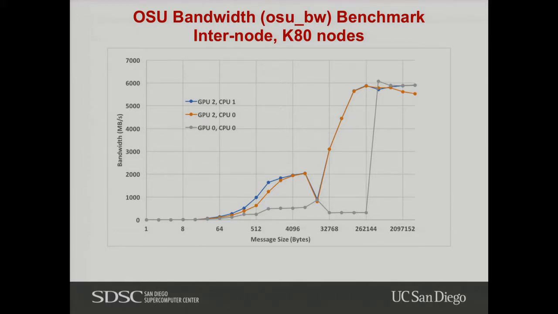Basically, you have three cases: a GPU on the same socket as the HCA, a GPU not on the same socket as the HCA, and then the other two where it's on the same socket. So you can see the bandwidth-wise, we top out at around 6 gigabytes per second, which is the IB. We have FDR InfiniBand, so that's where we top out.